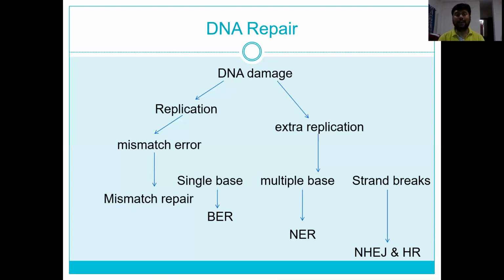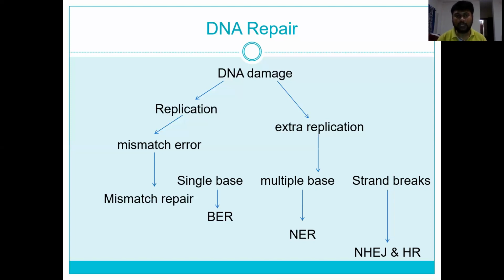So totally there are 5 major types of repair mechanisms present in our body: mismatch repair, base excision repair, nucleotide excision repair, non-homologous end joining, and homologous recombination. Got it? So this is just an overview about the DNA repair mechanisms. Now we will see in detail about each one of these.